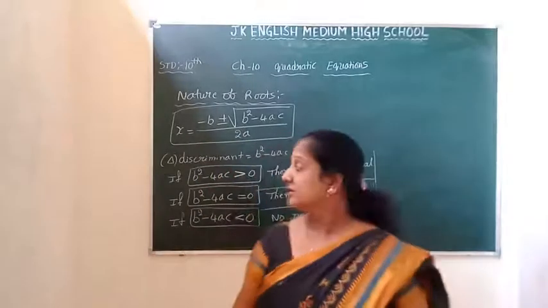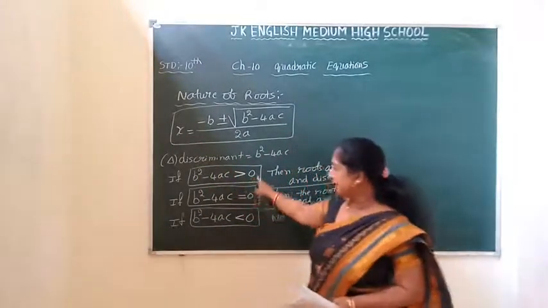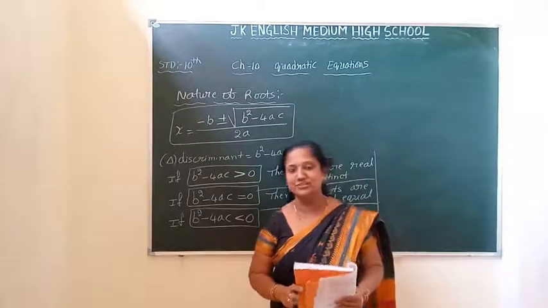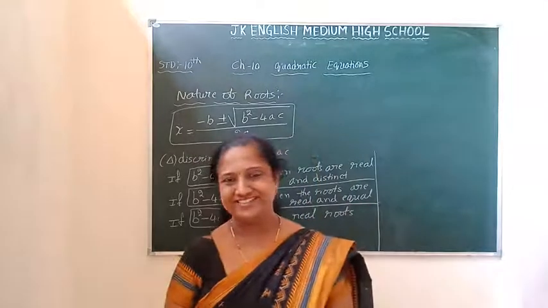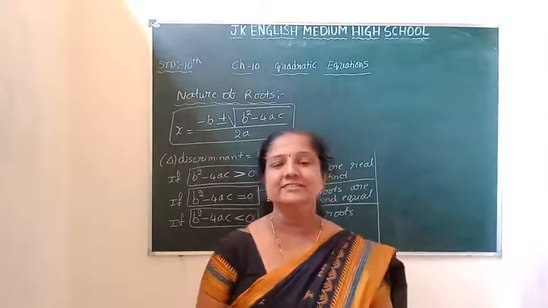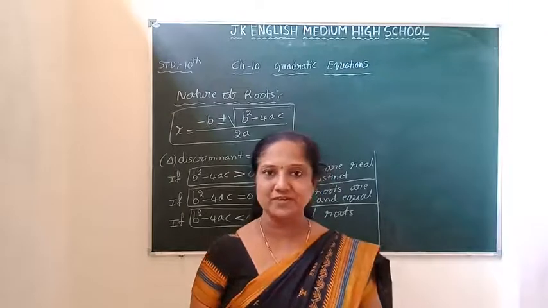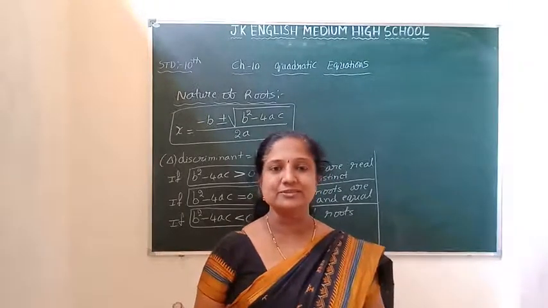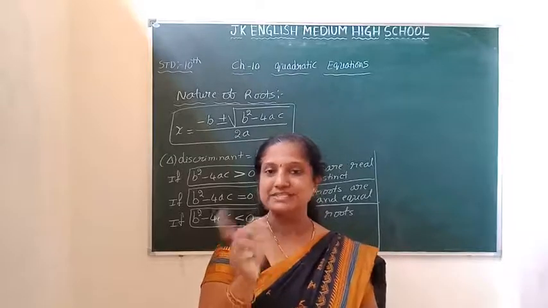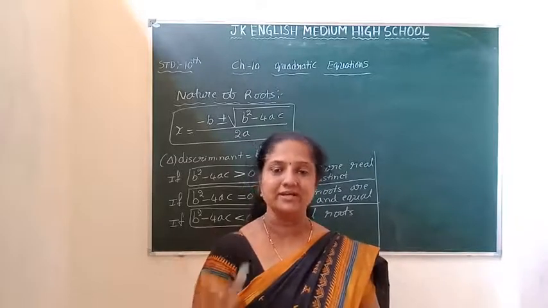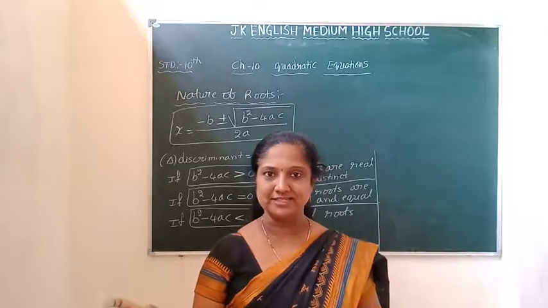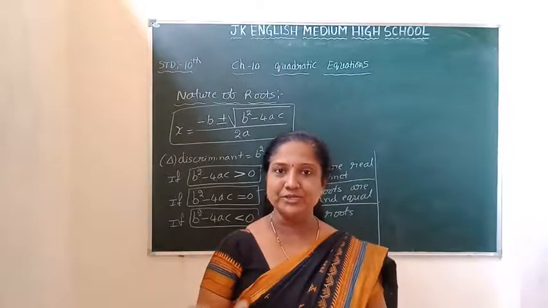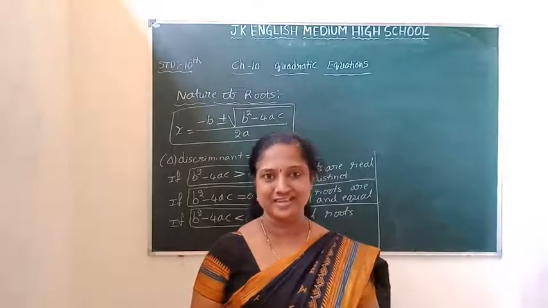If they exist, you can find out the roots. If they do not exist, there is no need to find the roots of the quadratic equation. This is the way of finding the nature of roots. When b square minus 4ac is greater than 0, we get two separate, different, real distinct roots. When b square minus 4ac is equal to 0, we get real roots, but those two roots are equal, children.